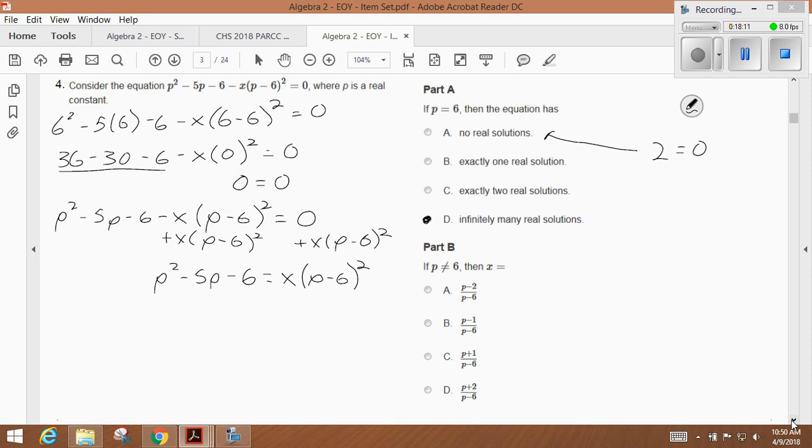If you had negative 3 and negative 2, you'd get positive 6. So if I'm negative, say, negative 6 times positive 1. Yes, you were thinking along the right line. So p minus 6 and p plus 1.